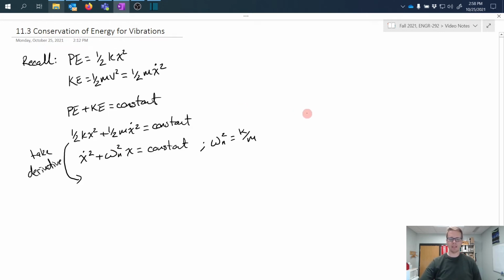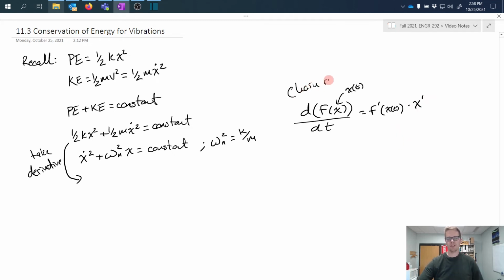And the chain rule basically says that if I take the derivative of a function of x with respect to time, where x is a function of t, then this is equal to the derivative of the function with x of t inside of it, multiplied by the derivative of x. So this is the chain rule that I'm going to make use of to take this derivative.